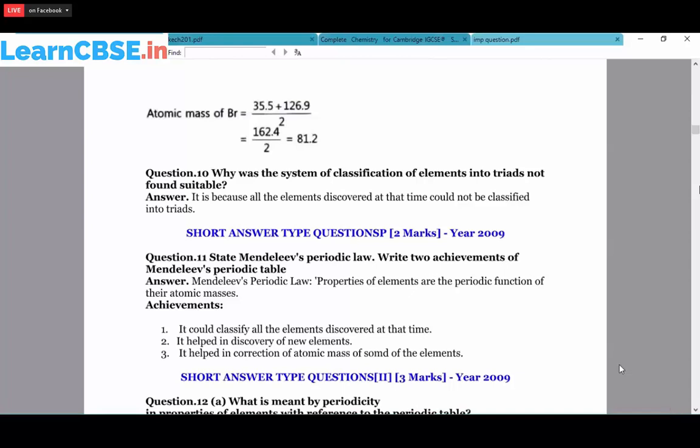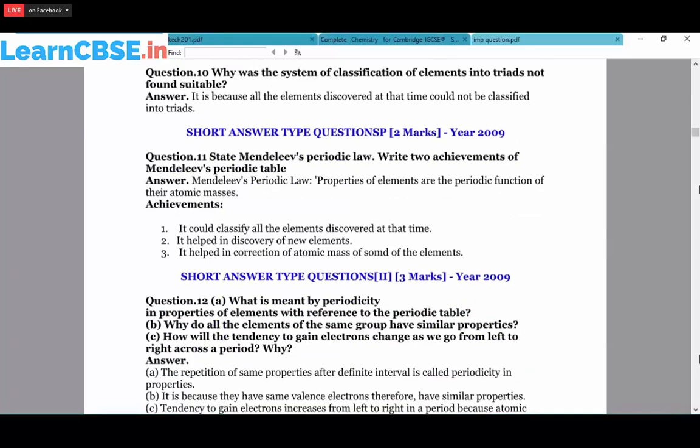Okay, next, short answer type from the year 2009. State Mendeleev's periodic law. Write the two achievements of Mendeleev's periodic table. So Mendeleev's law: the properties of the elements are the periodic functions of their atomic masses. Achievements: it could easily accommodate all the elements discovered at the time, and it helped in predicting new elements. It also helped in the correction of the atomic masses of some of the elements. So these are all the achievements.